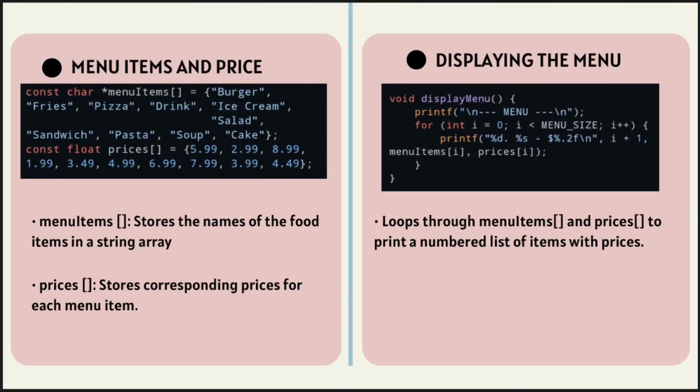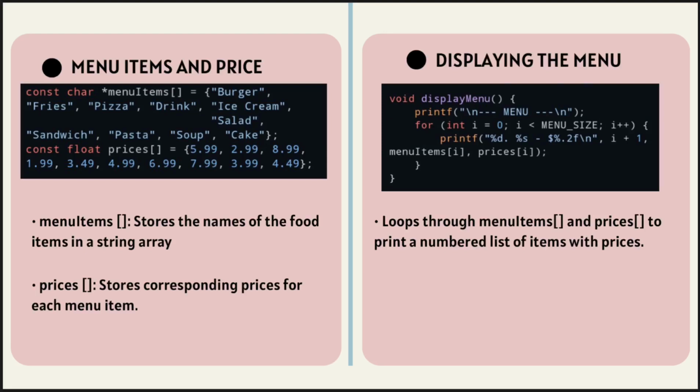Next is menu items and prices. In this section, we define two arrays. menu_item[] is a string array that stores the names of the food items. price[] is a float array that stores the corresponding prices for each menu item. By storing menu items and their prices in arrays, we can easily display and access them when needed.